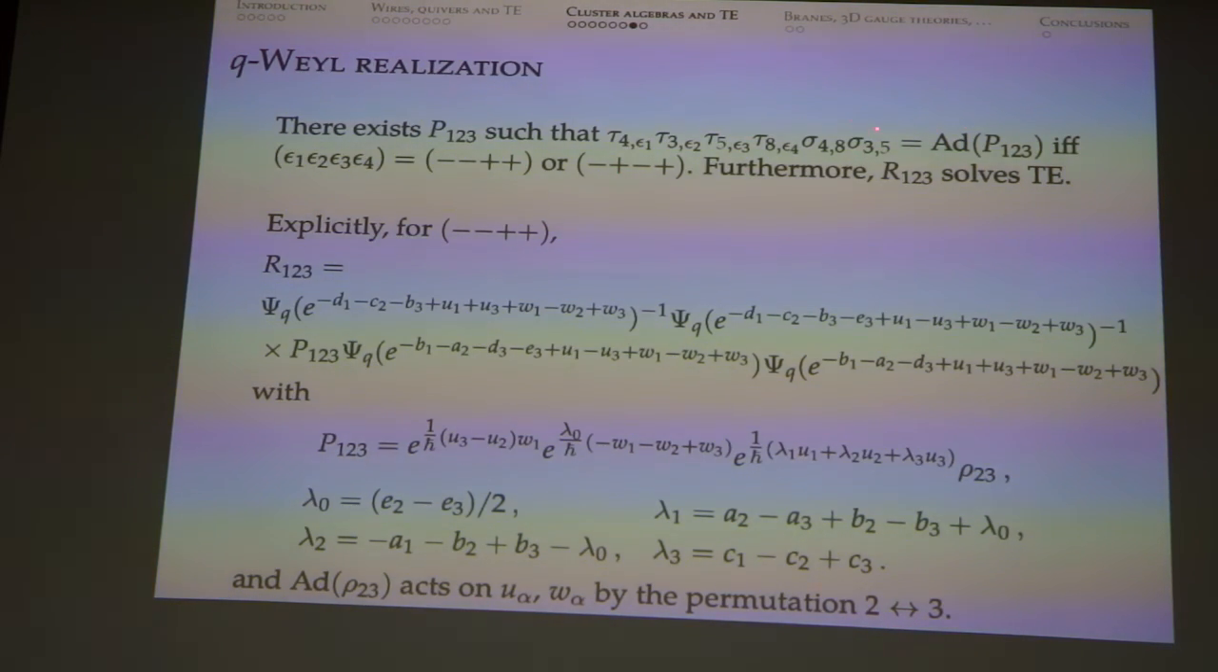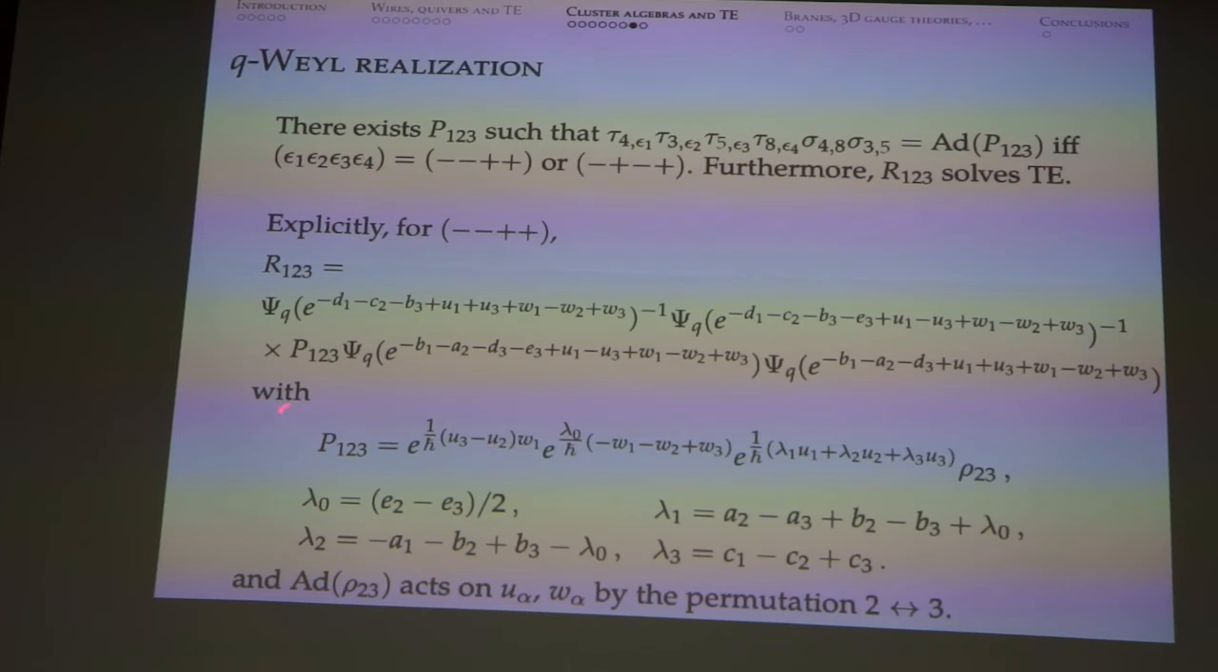Okay? So now the point is that if there is such an operator P1 to 3, then you can go back several slides back, and you can construct this R1 to 3 operator, and you can show rather easily that this R1 to 3 solves the tetrahedron equation. Okay? And here I give you an explicit formula for the solution of the tetrahedron equation constructed in this manner.